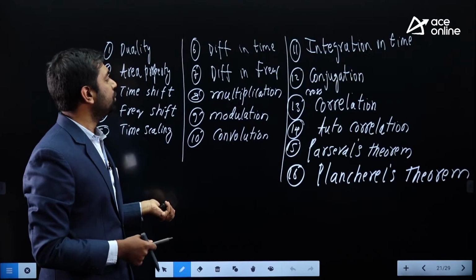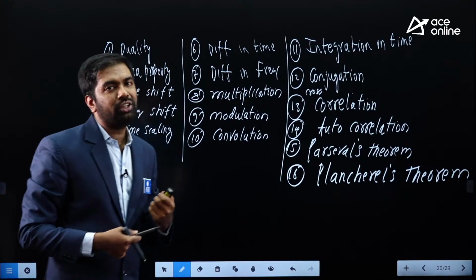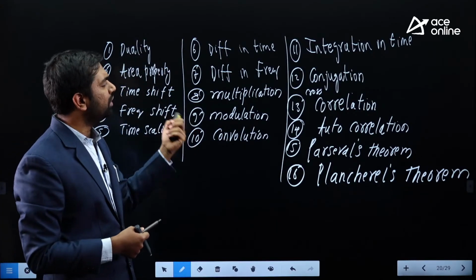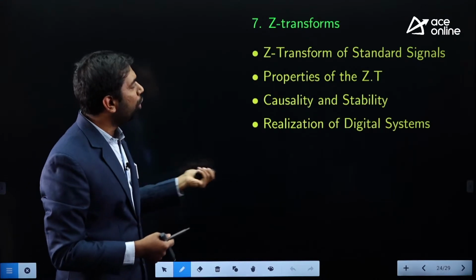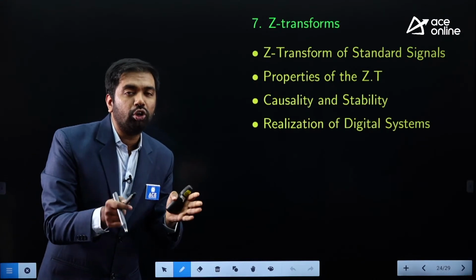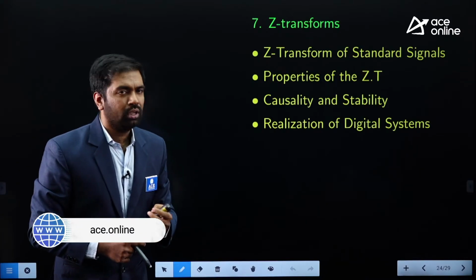Like I discussed these many properties, in the same way, you also have the properties of Z transforms. So most of them are in the same way. So those properties you have to learn, and especially all these properties, if you can make short notes, then that will be a very good resource for your preparation.